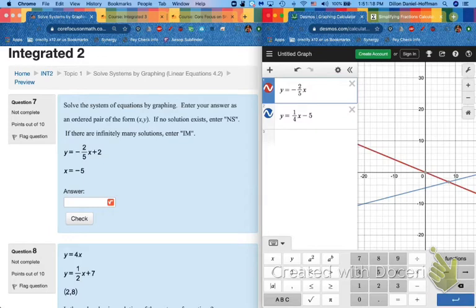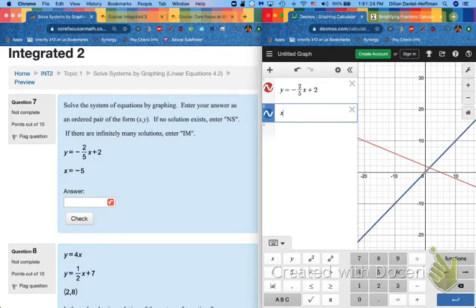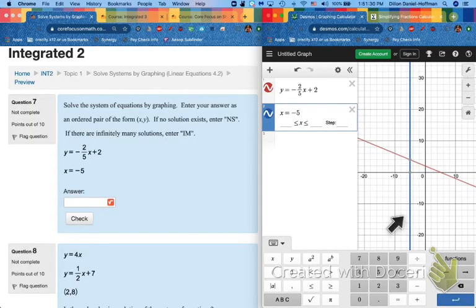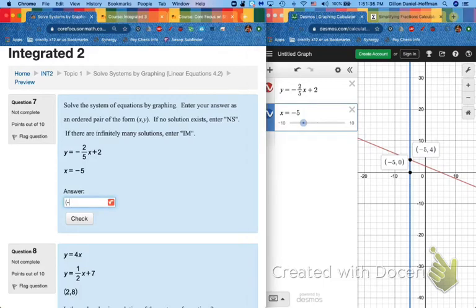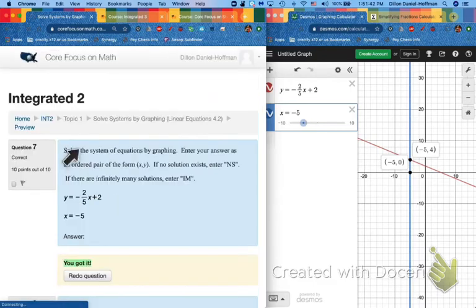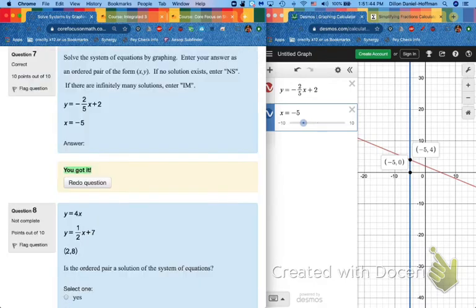-2 x plus 2. Ooh, and x equals -5. So make sure you're not typing in y equals -5. And you can see what this looks like. This touches the x-axis. It's a vertical line right at -5, which means we know our x solution is automatically -5, and the y is 4. Which makes sense again. If I plugged in -5 there, I would get 4 for my y.